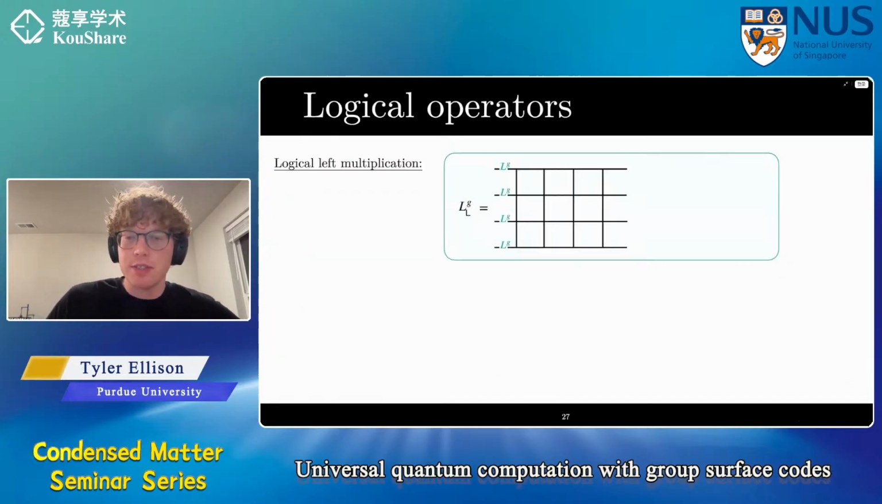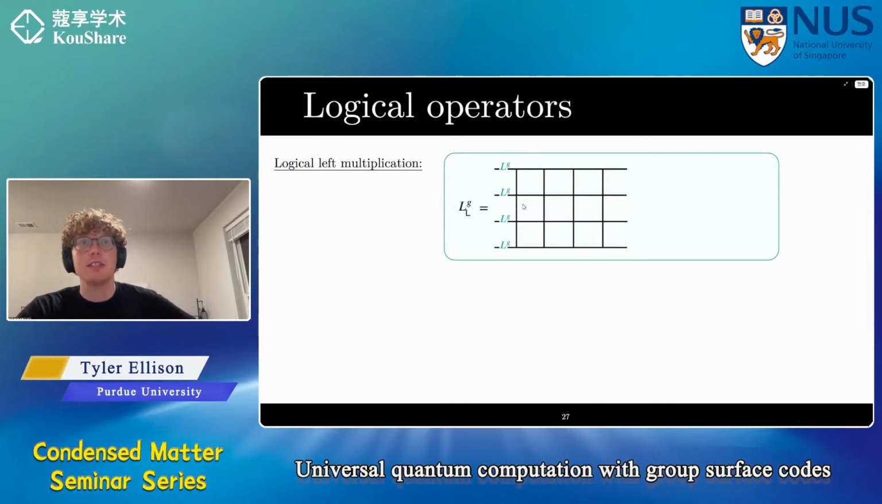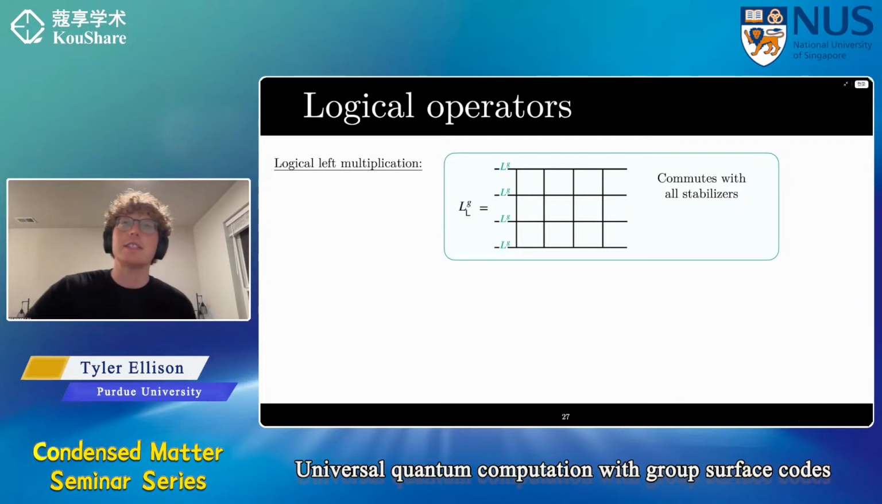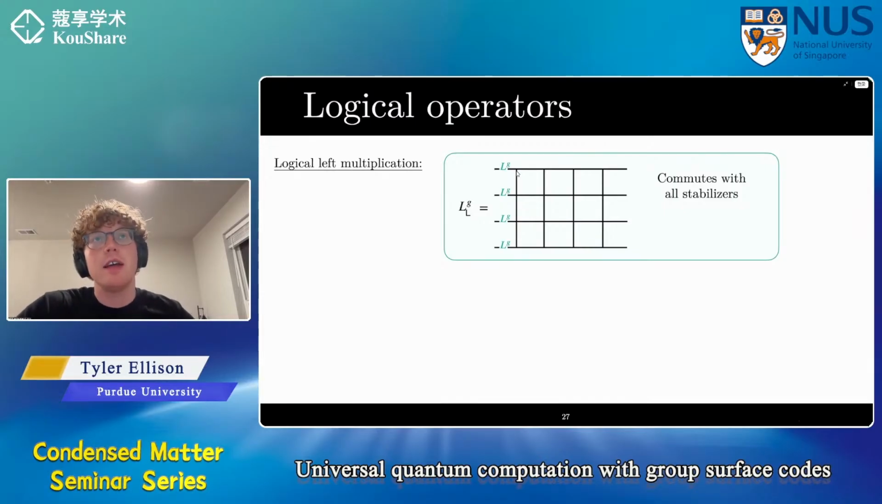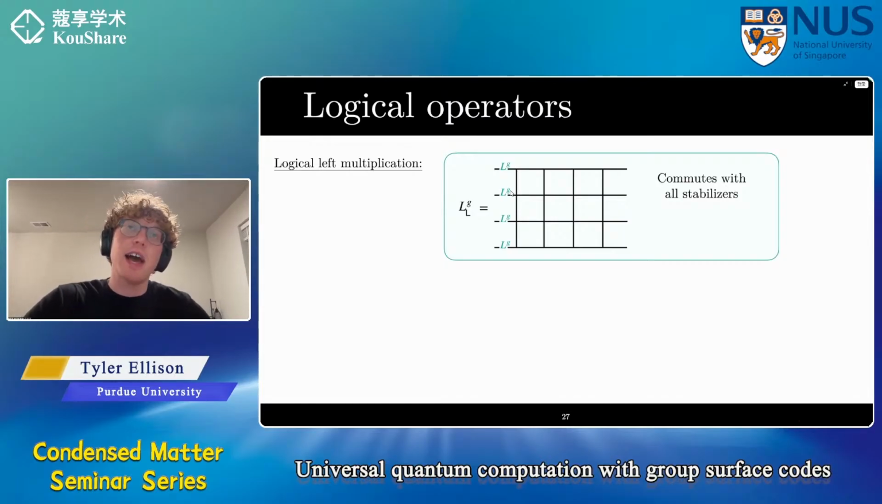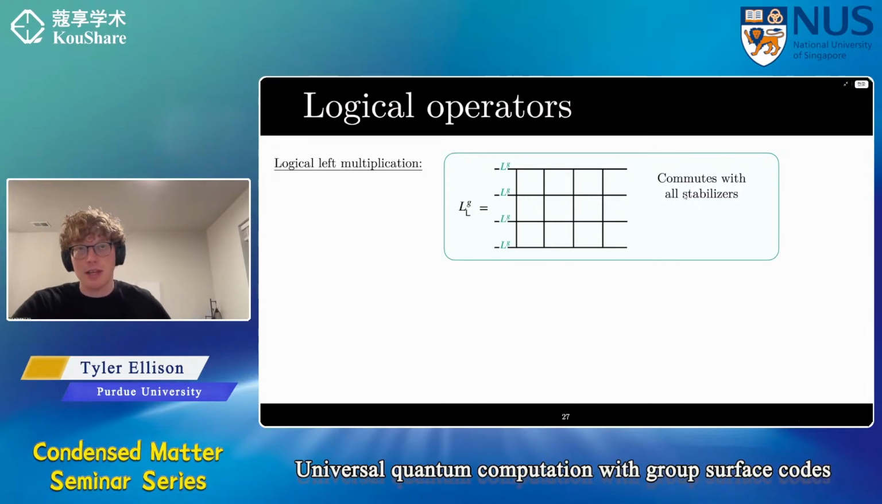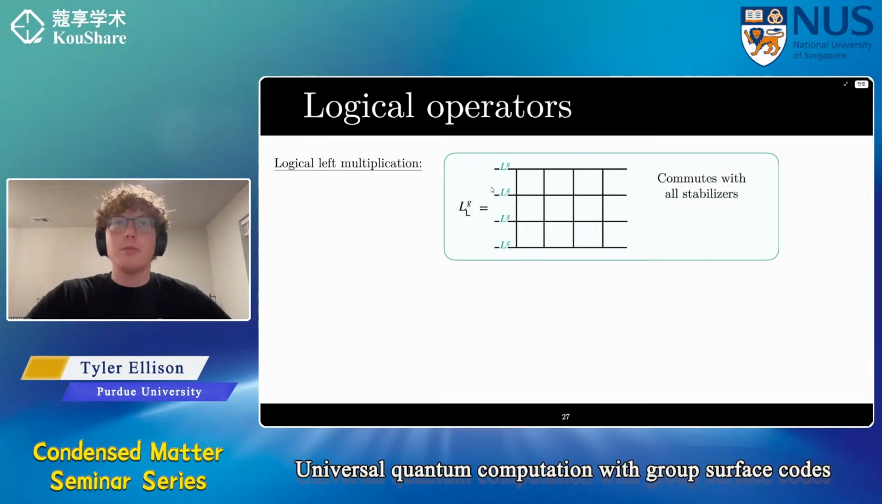The first gate that I'll introduce is a transversal left logical multiplication. It's represented as such. I apply LG on all of the leftmost edges of the lattice. The first thing to check is that this commutes with all the stabilizers. It commutes with the vertex stabilizers by virtue of the fact that LG and RG commute. So this vertex stabilizer, they act with RG to the left, LG and RG commute. So this commutes with all the vertex stabilizers. It also commutes with all the plaquette stabilizers. It doesn't create any fluxes.